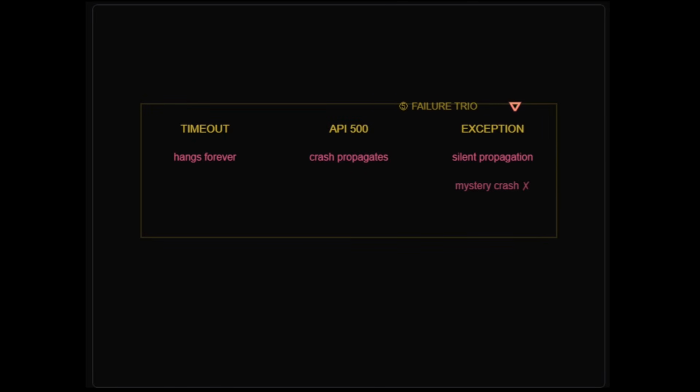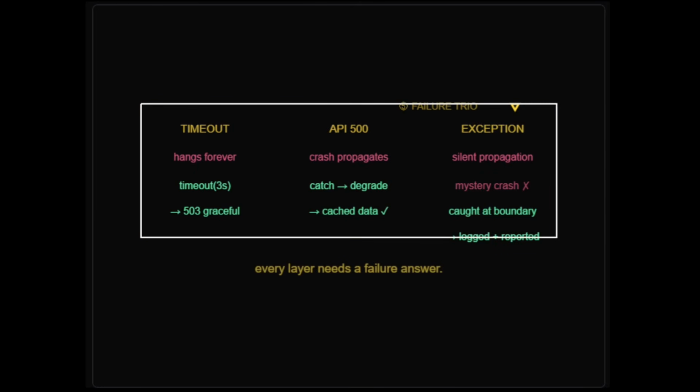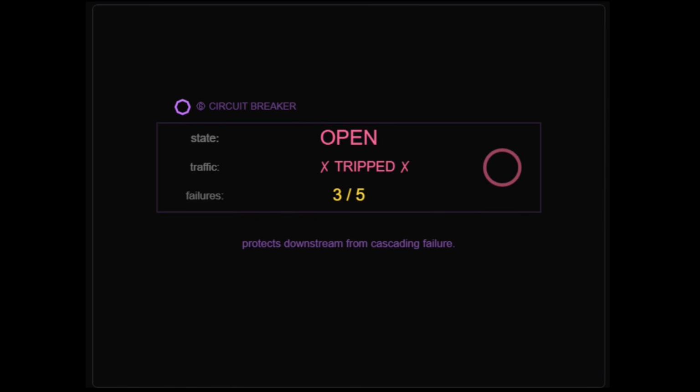The second question is the one that separates systems designed by engineers who have been in production from systems designed by engineers who haven't. Every error boundary, every retry mechanism, every circuit breaker, every fallback, every health check, these exist because someone took the failure force seriously. You don't build for failure because you expect everything to break. You build for failure because you know some things will, and you want the system to survive them anyway.